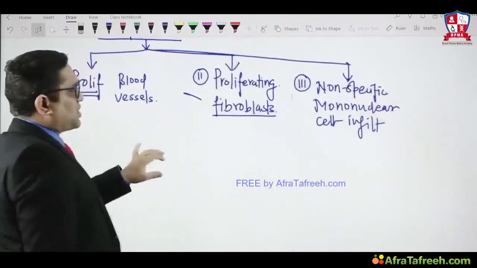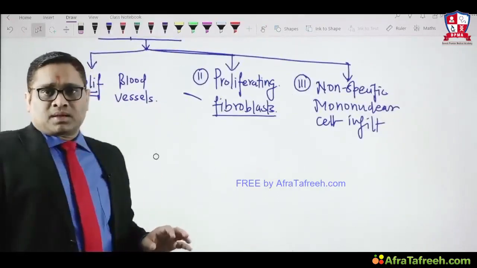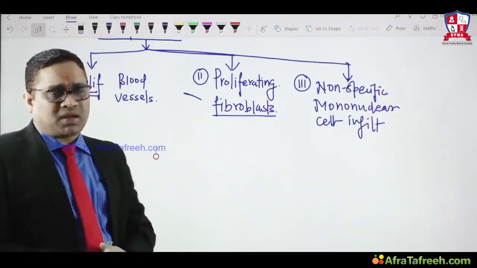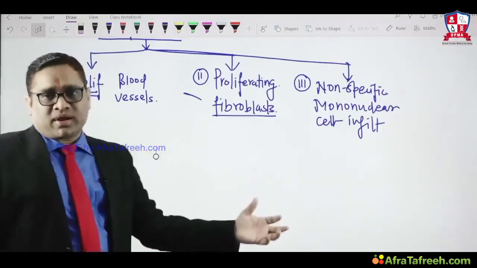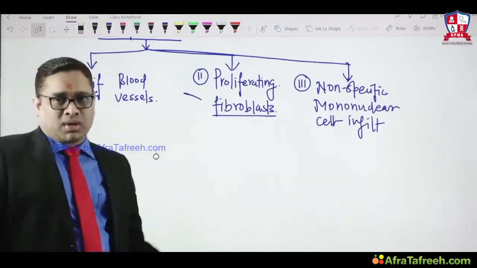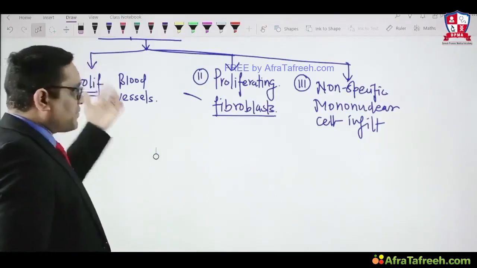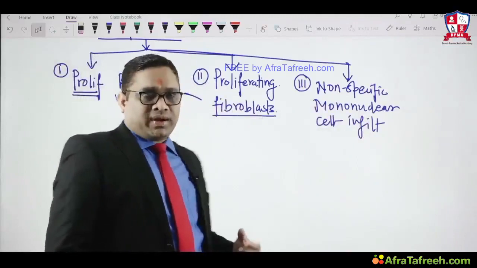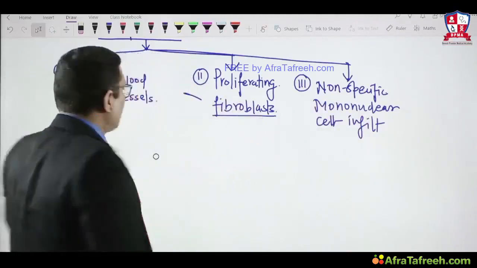So whenever we talk about granulation tissue, it consists of three things, and that was the All India question in 2015. Which is not a component of granulation tissue? The answer was granuloma. What are the other options? Proliferating blood vessel, proliferating fibroblast, and inflammation, right? So these are the three components of the granulation tissue.